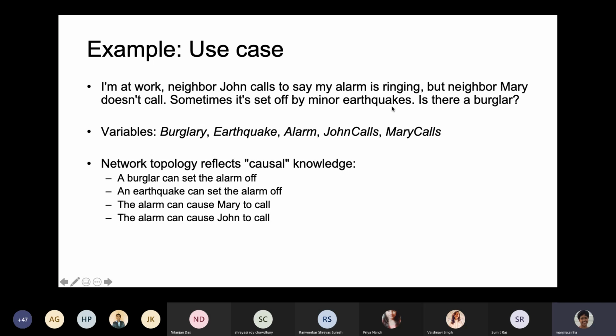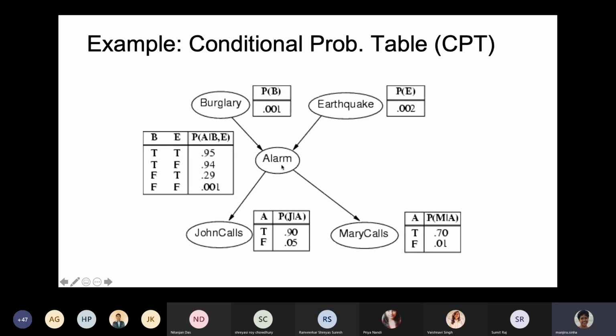Is there a burglar? So to do that, we have identified five variables, that is burglary, earthquake, the alarm being set off, and John calls and Mary calls. And we created a network based on this causal knowledge that a burglar can set the alarm off, an earthquake can set the alarm off, an alarm can cause Mary to call, the alarm can cause John to call. So that means the alarm is dependent on burglar and earthquake, and the alarm in turn influences John calls and Mary calls. And we had these conditional probability tables.